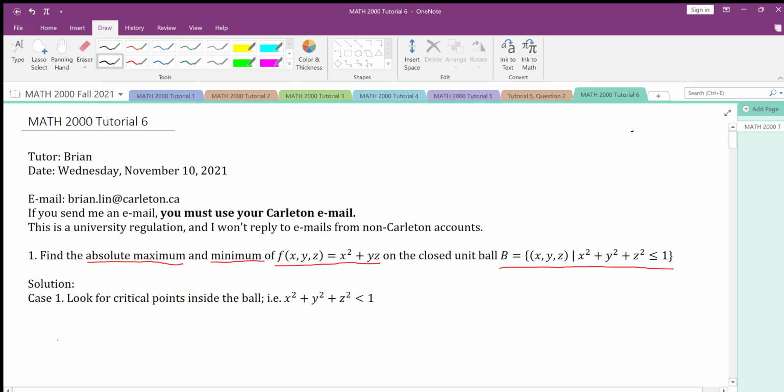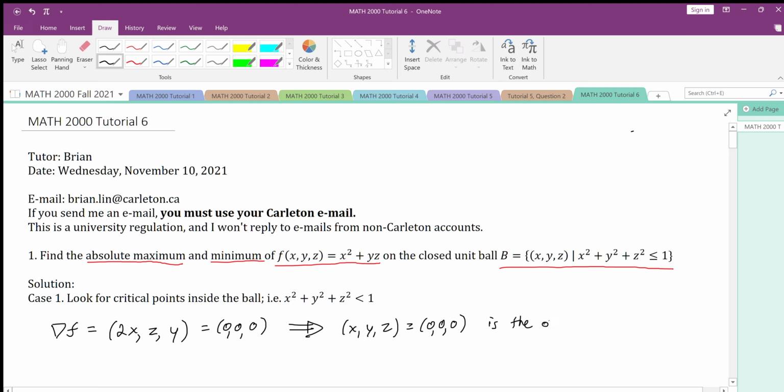Here, because it's an open set, we will find the gradient and set the gradient to 0 to find the critical points. So the gradient of f is equal to the partial with respect to x, partial with respect to y, partial with respect to z. We set that equal to 0, and then we solve for it. And we see that this is the only critical point. And that's it for case 1, really.